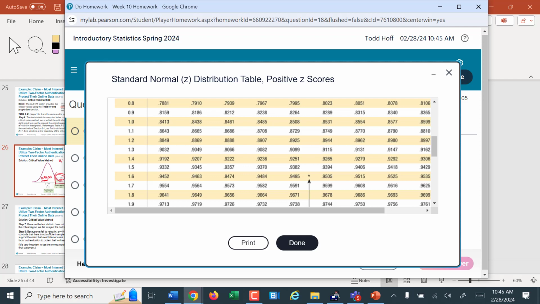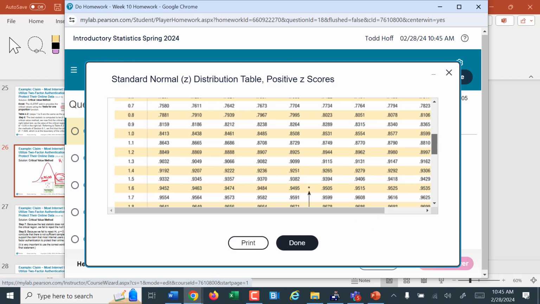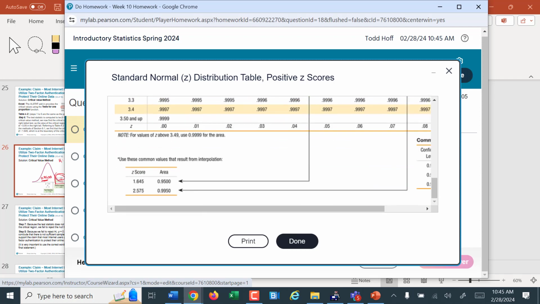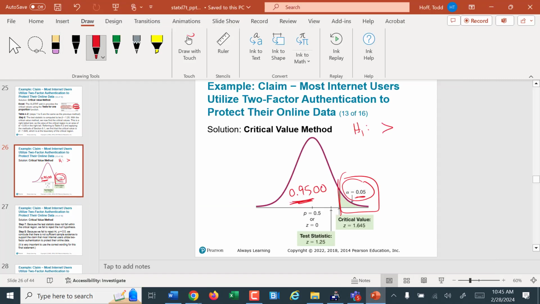0.9500 is right between them. That's 1.6. This is 1.64. This is 1.65. So we go right between them, which is 1.645. And we'll go down here. You can see that actually on the table, they indicate 1.645 is what we use to indicate a left tail area of 0.95, which is what we're looking for. So 1.645 is our critical value for this test. So that's where we get the 1.645.